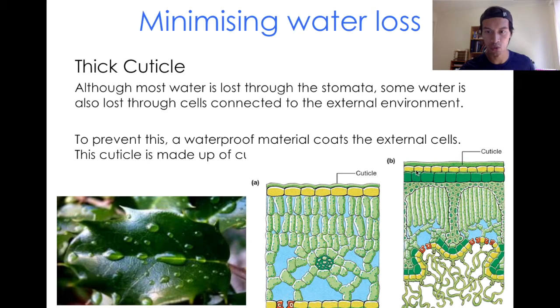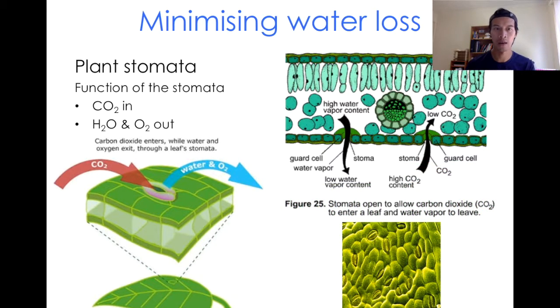The plants living in the desert will often have a thicker cuticle compared to plants living in grassland or in temperate environments there. So if you take a look or compare these two diagrams, diagram A and diagram B, B with the thicker cuticle and also a few of the other features is more adapted to living in the desert. All right. The plant stomata.